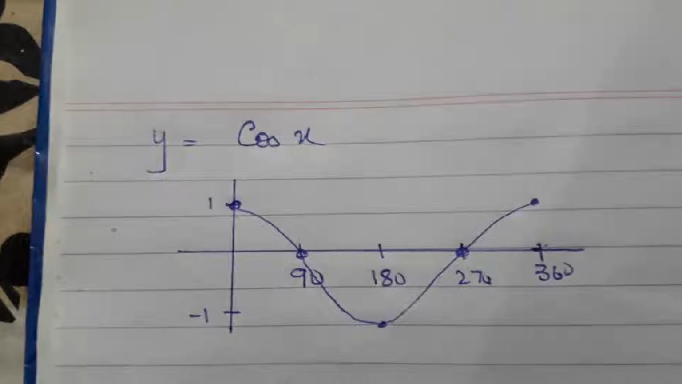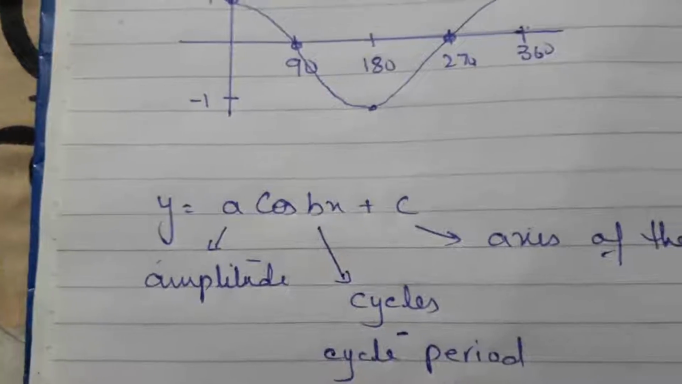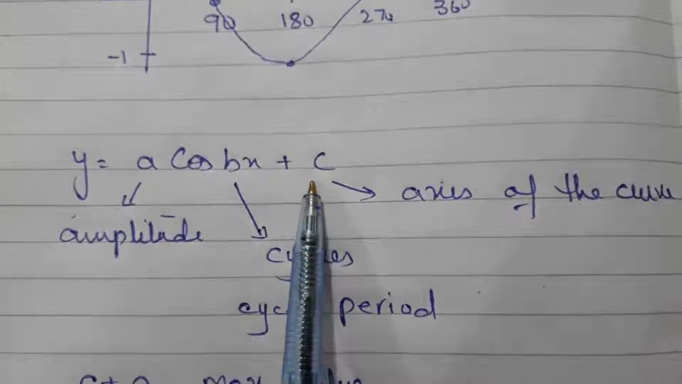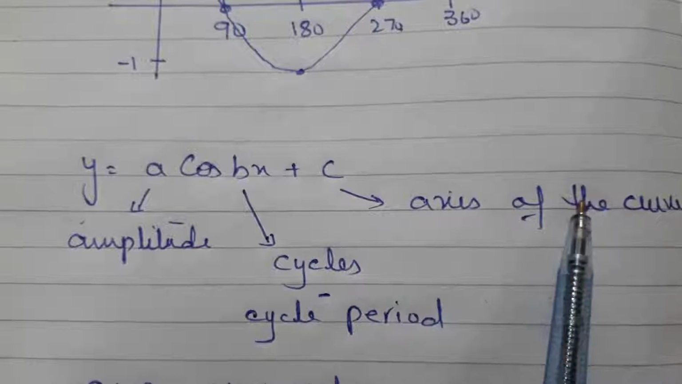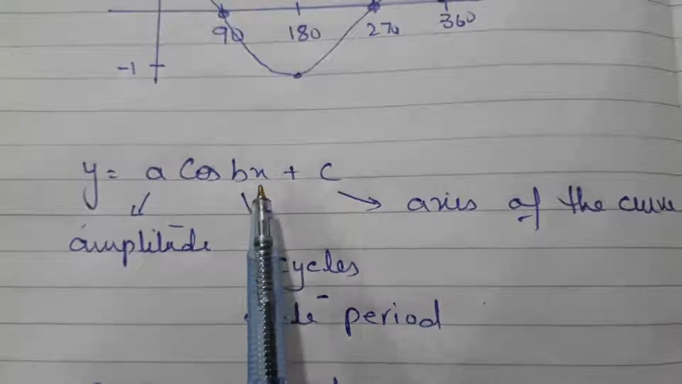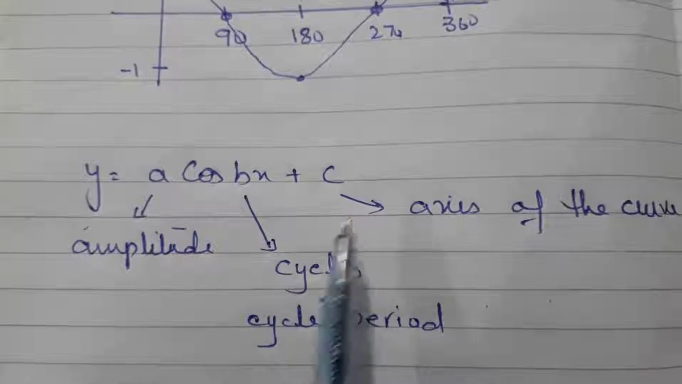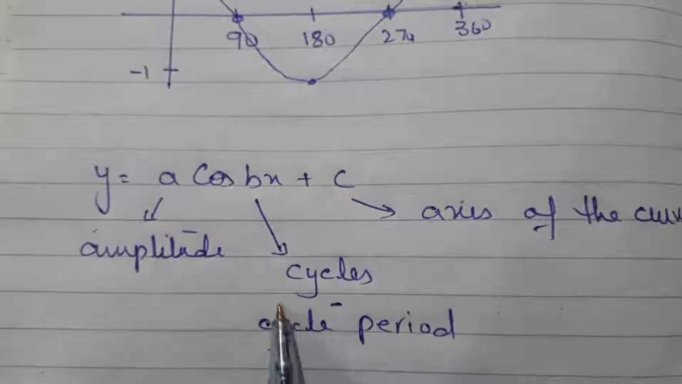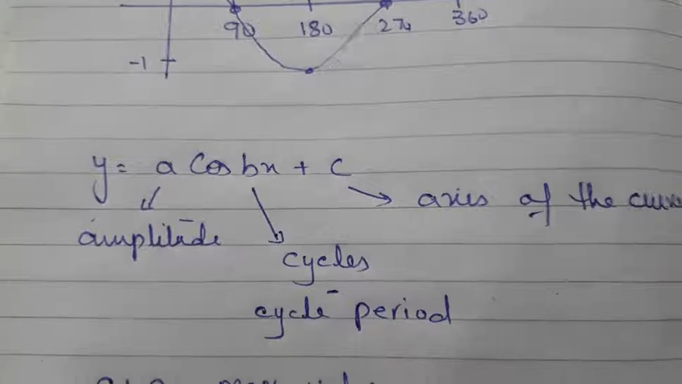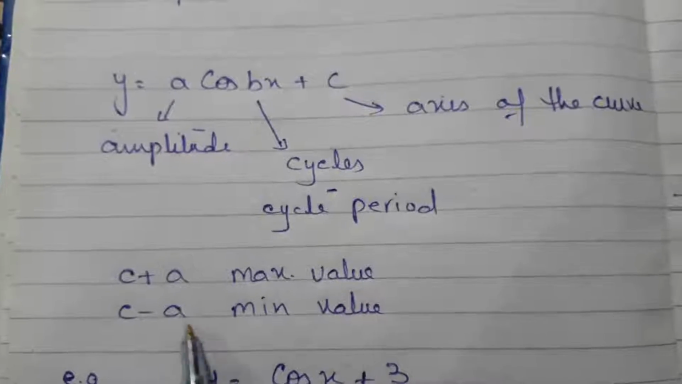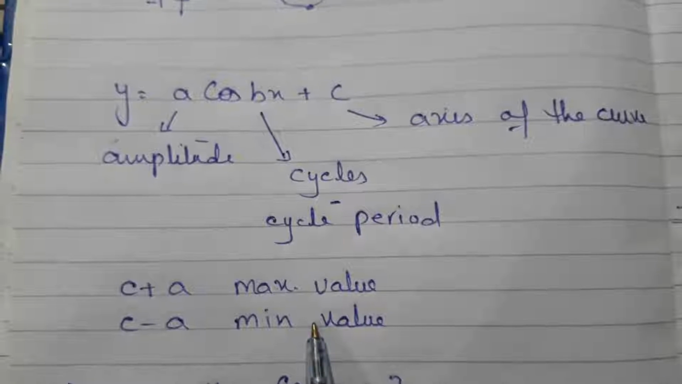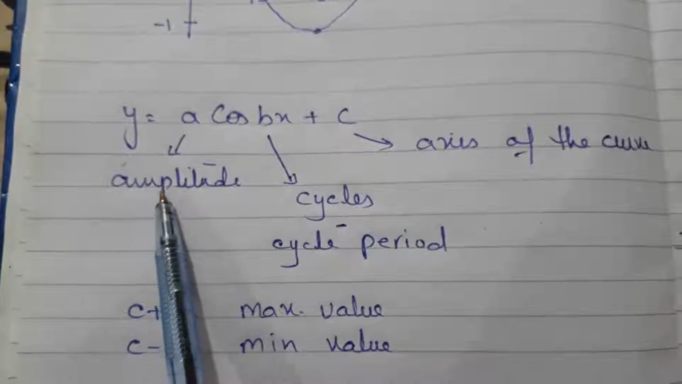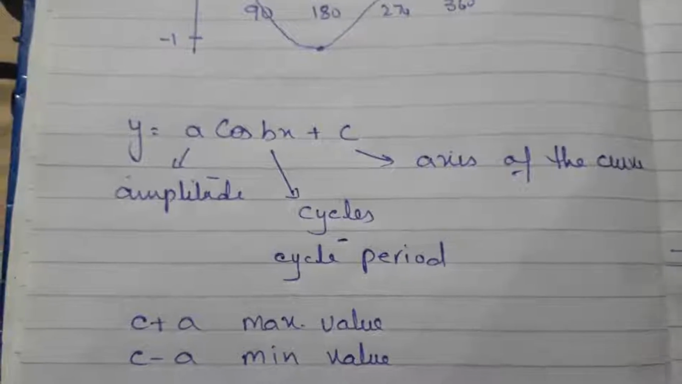So let's see what happens if the equation changes a bit. This is a general equation of the cos function. Same as I explained in my sine function, C expresses the axis of the curve, A is the amplitude, and B tells you how many cycles you will plot in 360 degree, and it helps you identify the cycle period. Today we will see examples with different numbers here. C plus A gives us the maximum value, C minus A the minimum value on this sketch. Amplitude, as we know, is how high or how much low below the axis of the curve.